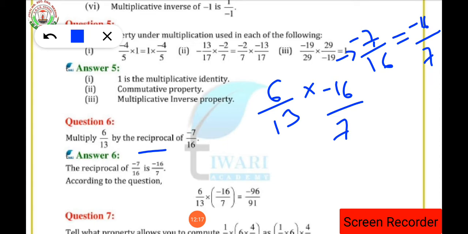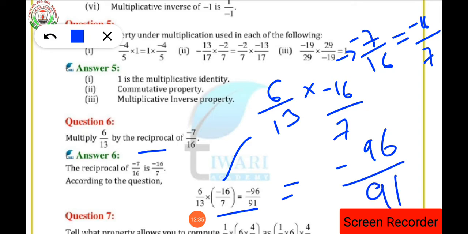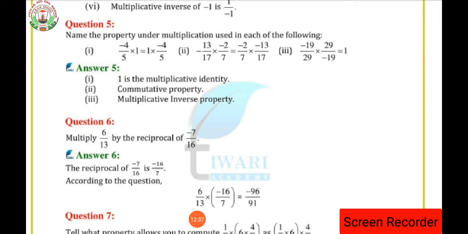Have you understood up to here? So 6 upon 13 into the reciprocal of minus 7 upon 16, which is minus 16 upon 7. So multiplying 6 into minus 16 will be equal to minus 96. 13 sevens will be equal to 91. So here we are going to multiply. Have you understood, students?